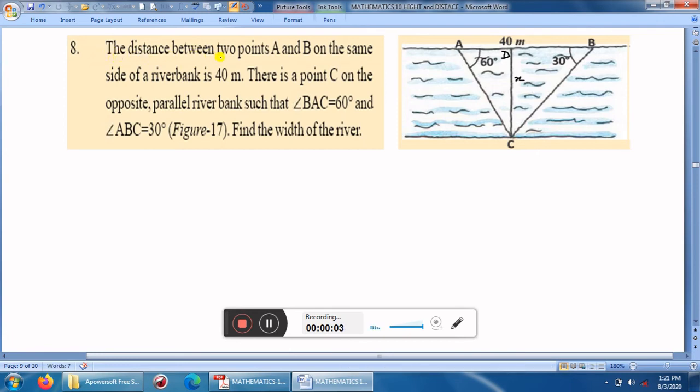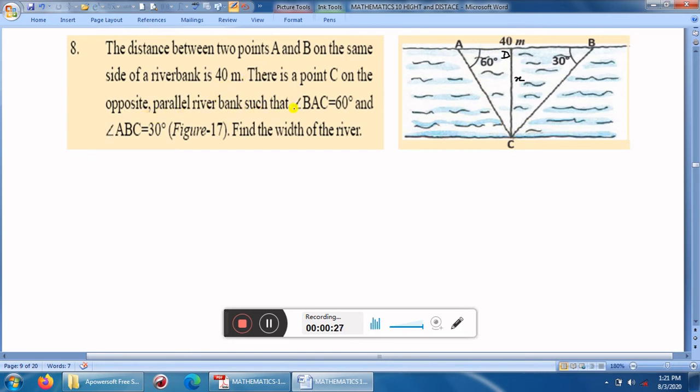The distance between 2 points A and B on the same side of the river bank is 40 meters. That one is A and it is your B, and they are 40 meters apart. There is a point C on the opposite side.